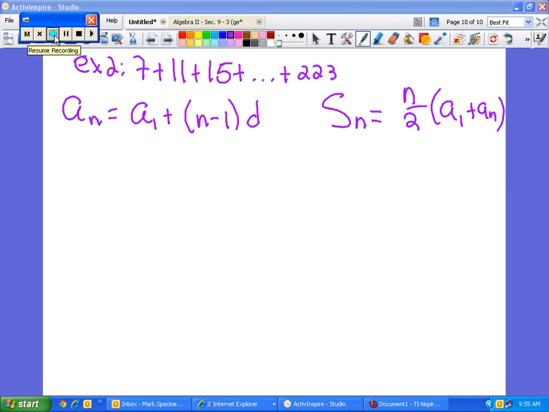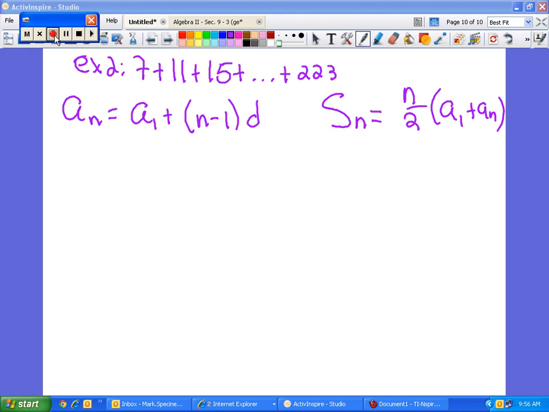Okay, now look at the second example. What's the problem here? We don't know how many terms there are. In the first example we didn't really know how many terms there were, but it was easy enough to figure it out. Here we're going to have to use our explicit formula, but this time we're not solving for a or for d, we're solving for n. n stands for the number of terms.